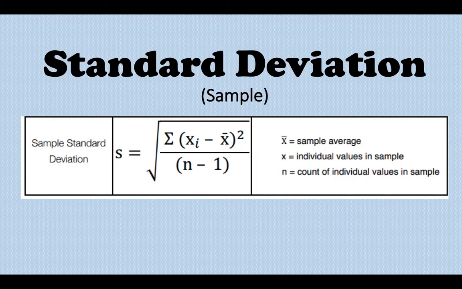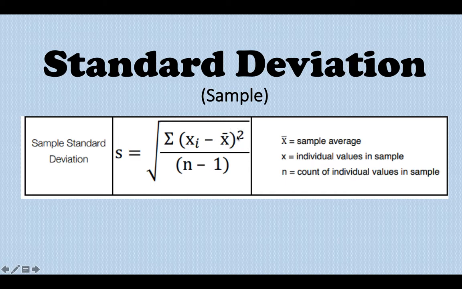So standard deviation, there are two different standard deviations. There's the sample standard deviation and the population standard deviation. The only difference is that in the sample, you use the sample mean and you divide by n minus 1. So for the sample standard deviation here, it's each individual value minus the mean. The mean is what we calculated previously. So basically it's the difference between each value and the mean.